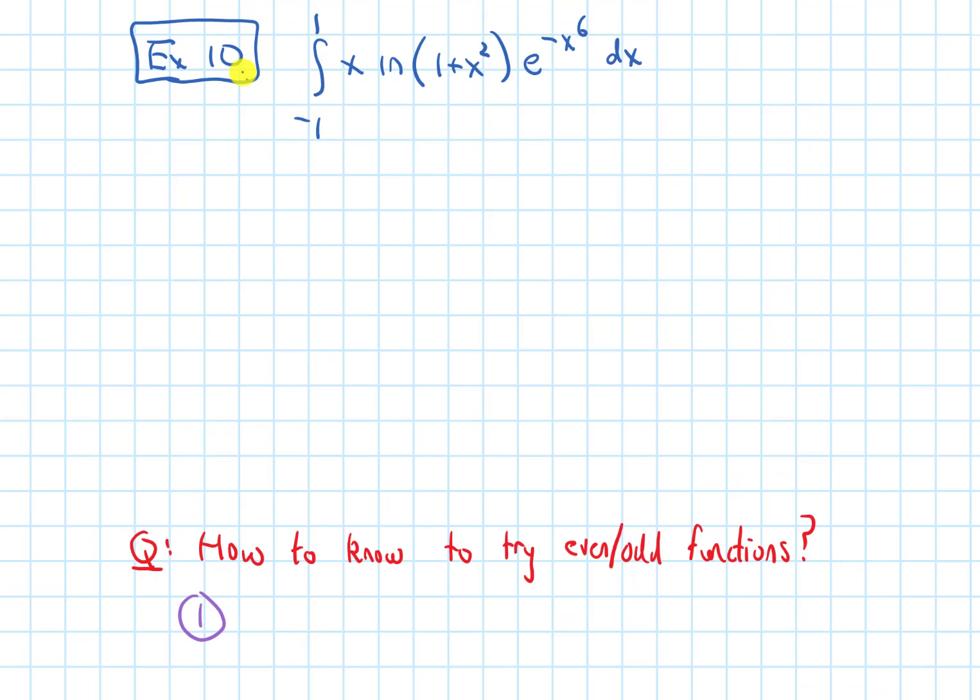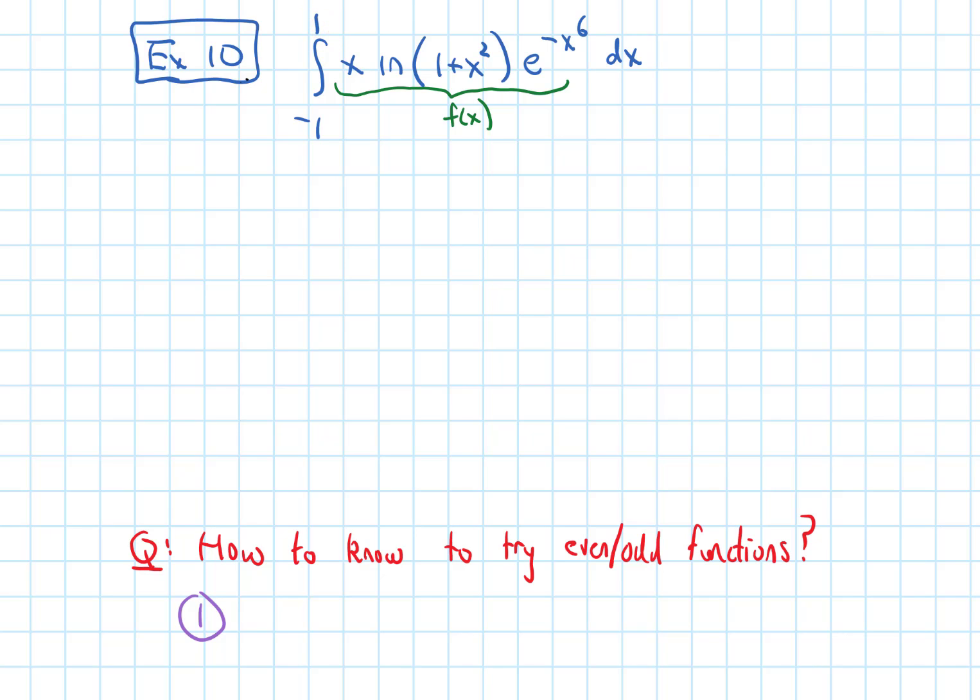All right, so I want to look at an example. So we have this integral from -1 to +1 of x ln of 1 plus x squared times e to the negative x to the 6th dx. Okay, so this whole thing in the integral, let me start off by calling it f of x. And I notice that I have an integral that goes from negative something to the positive version of something, -1 to +1. So I might think, maybe this is an even or odd function.